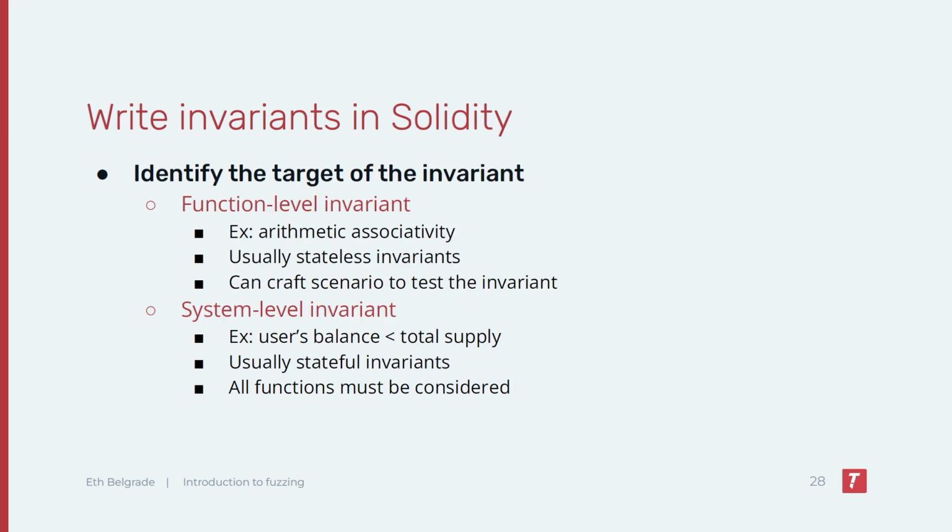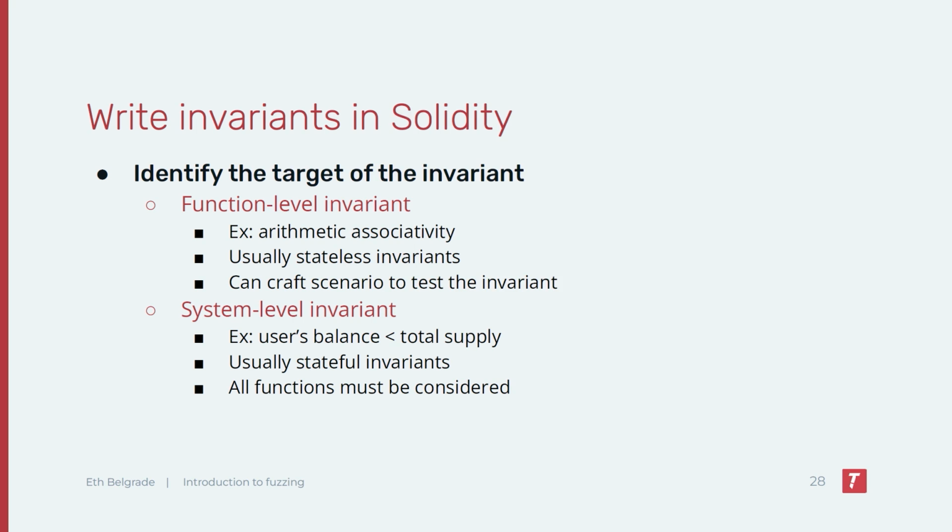On a high level, we usually categorize invariants into two categories. The first one is function-level invariants. Think of invariants that you define with respect to a specific function. Arithmetic associativity or the transfer are function-level invariants. Most of the time, they are stateless, in the sense that they don't require changing the state. I'm saying most of the time because sometimes you have a function and you need to consider the state. They are usually a bit simpler to test, and simpler to start with.